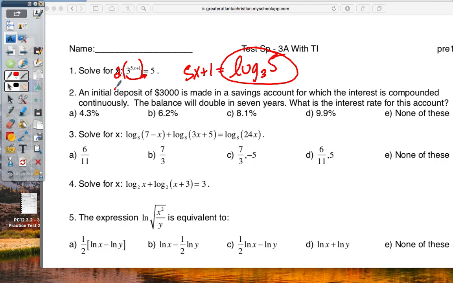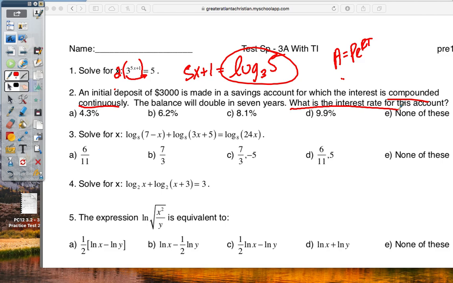All right. Number 2, an initial deposit of $3,000 is made in a savings account for which the interest is compounded continuously. That's key. What does compound continuously mean? PERT. We're using our PERT formula. That's exactly right. The balance will double in 7 years. What is the interest rate for this account? The only variable that I'll have on this is my rate, yeah, interest rate. Does that make sense? So if it says, what is the interest rate? Think, oh, that's the one I don't know and I'm going to have to solve for.